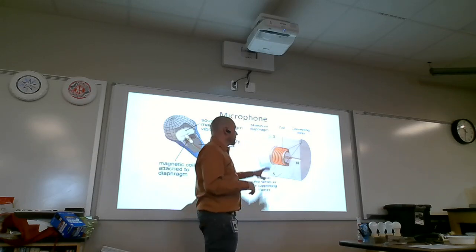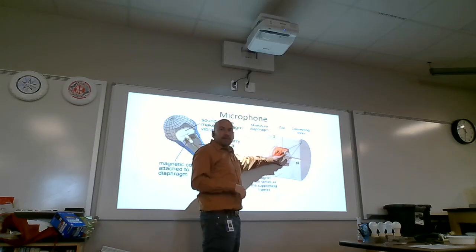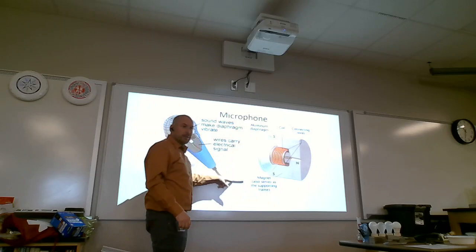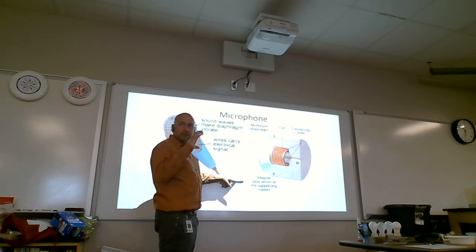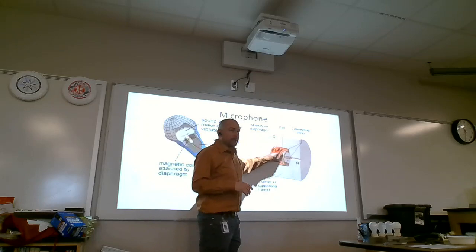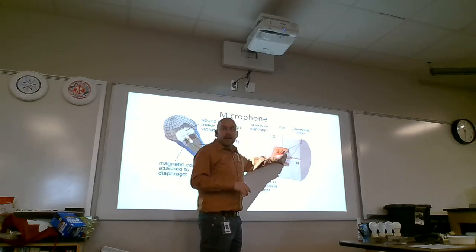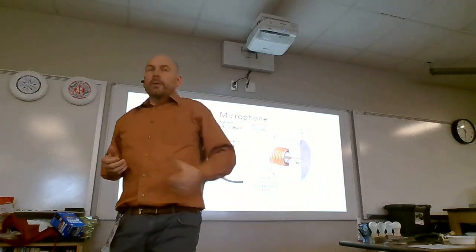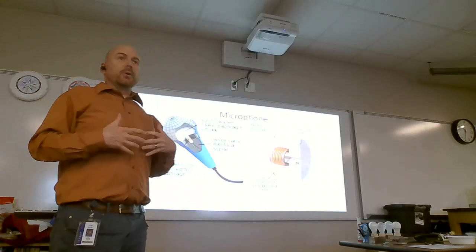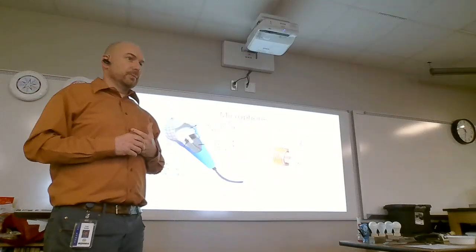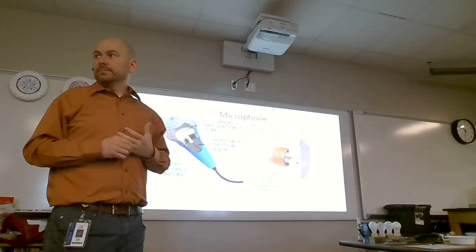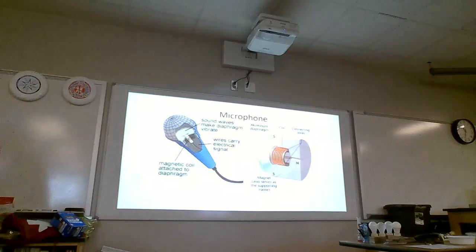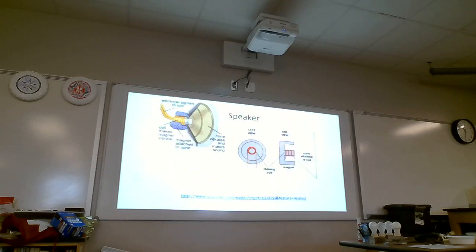Okay. So you have a conductor and a change in magnetic field induces current if it's hooked up to a circuit, which it is. That current that's produced is alternating because it's going back and forth. And that alternating current is sent to an amplifier. The microphone's plugged into an amplifier, which strengthens that signal, makes it stronger. And then that strengthened signal is sent to a speaker.